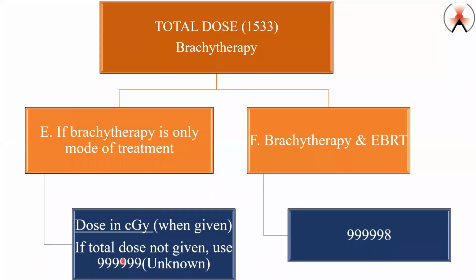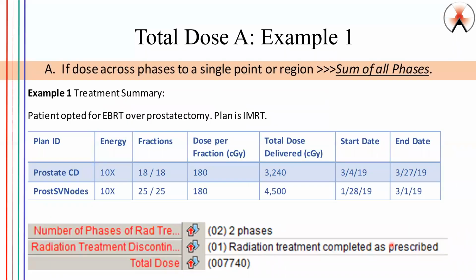Total dose for brachytherapy, I'm just going back to that revision that was published in the brief. Okay? So if brachytherapy is the only mode of treatment, capture that when it's given to you, and when it's not given to you, use the unknown code. However, for this dose summary, if you have 2 different planning techniques, you still have to use this code. Total dose. Okay.